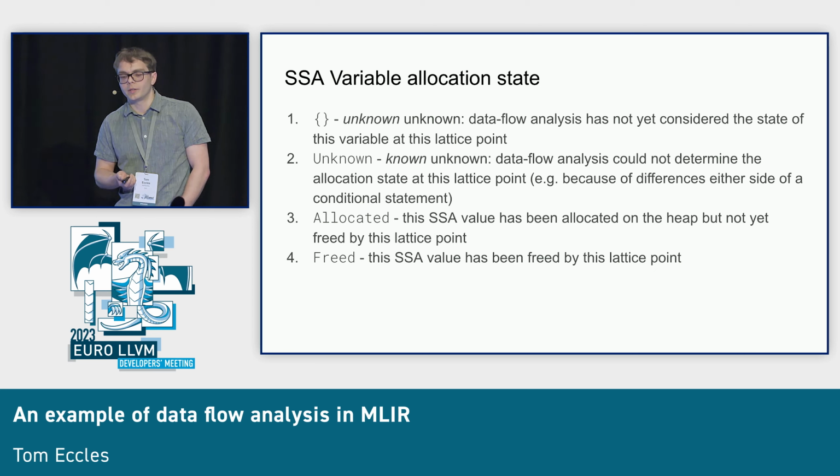We could have something that we definitely know that we don't know. So for example, if there are two different paths through the control flow graph and they both produce different results, then when joining those together, we don't know which is going to be taken at runtime, so we have to say that we really don't know. So that would be a bottom value. Or we can know that this pointer is definitely allocated at this point in the program, or we could know that this pointer has definitely been freed by this point in the program.